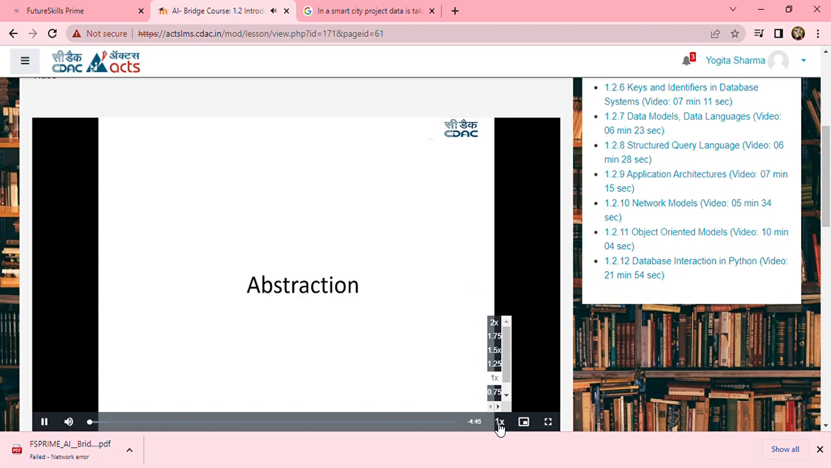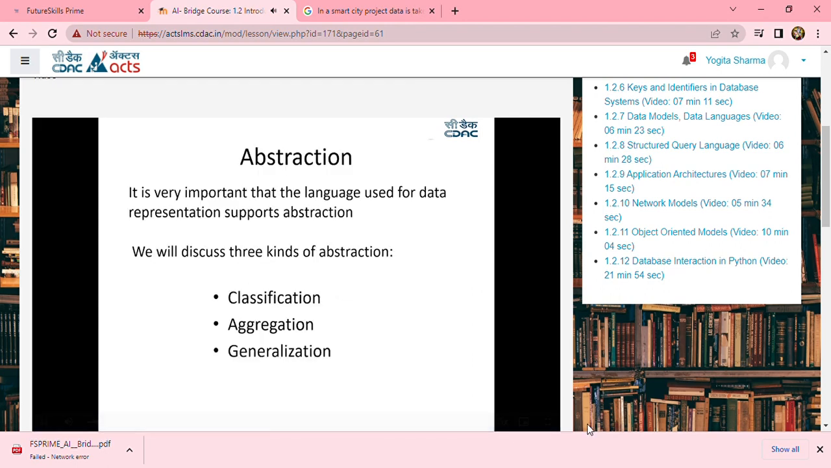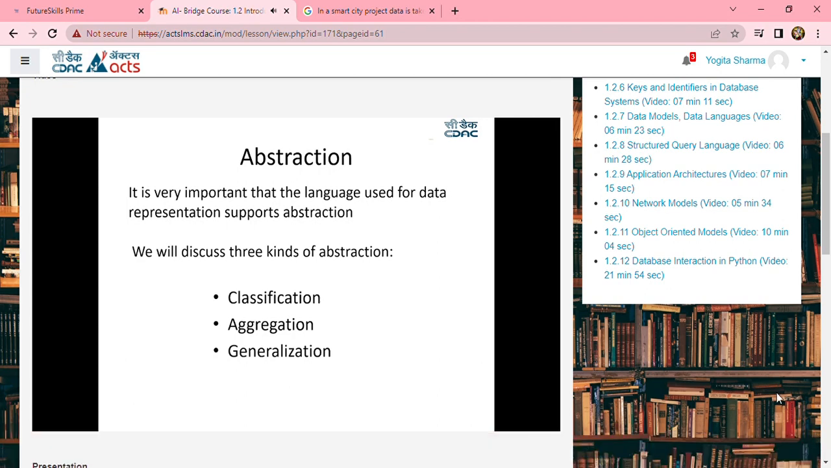Abstractions are the data-defined languages. Let us try to understand what these abstractions are. It's very important that the language used for data representation supports abstraction. Now, what does this abstraction deal with? We are going to discuss three kinds of abstractions right now: classification, aggregation, and generalization.